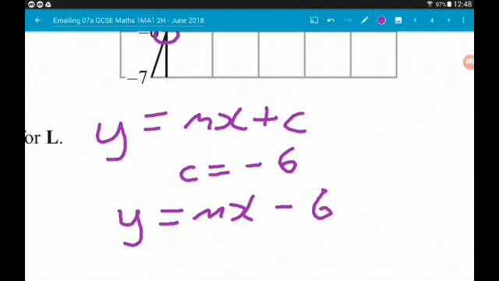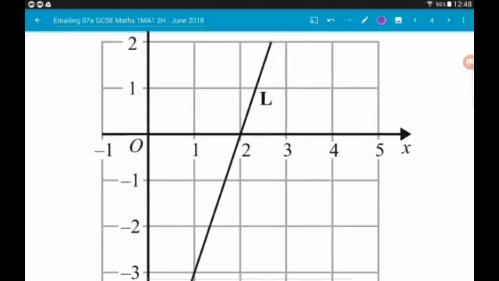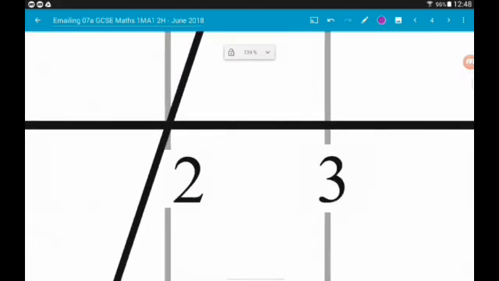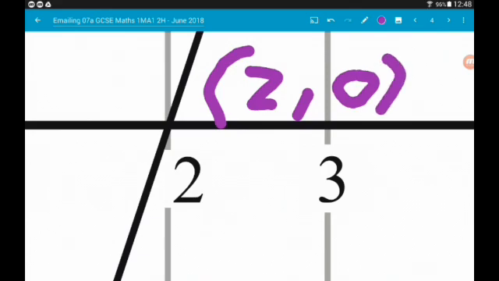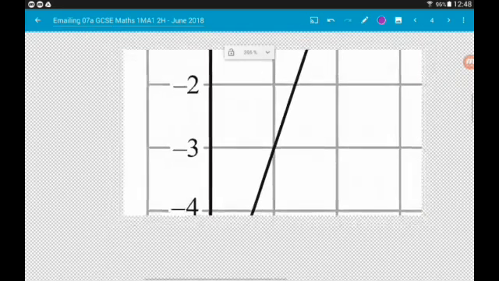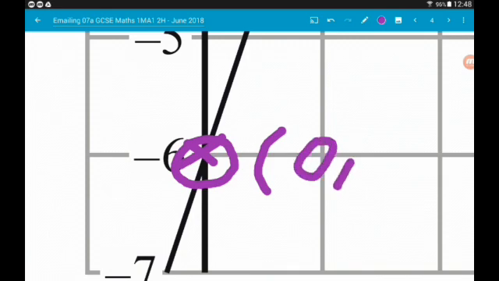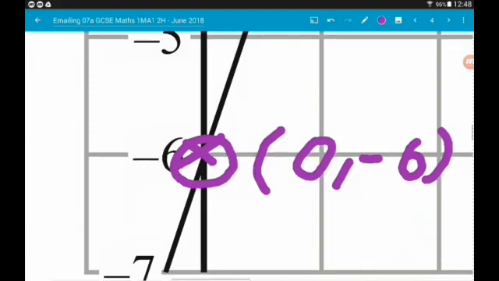So the way I teach gradient is difference in y divided by difference in x. So what we need to do is find two nice coordinate points. So what I mean by that is whole number coordinates, basically. So we got this point here, which has coordinates 2, 0. We could use this point here, 1, minus 3, I'm going to use our y-intercept though. So this guy has coordinates 0, minus 6.